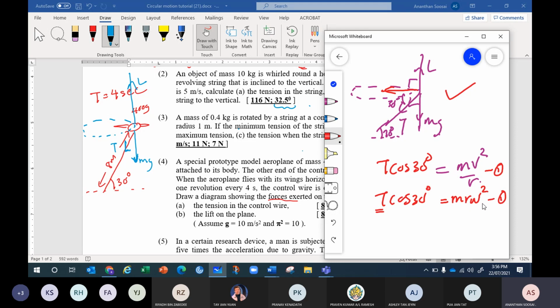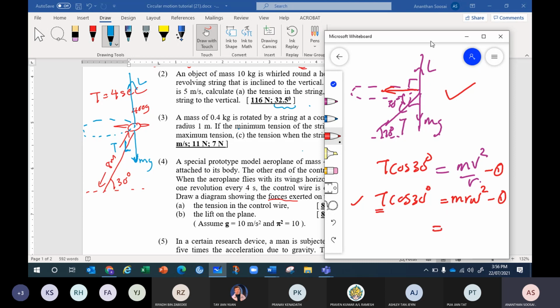Now the equation, do you get it correctly? T cos 30 is mr omega squared. Next step, good. But now you get the tension. How do you get the lifting force? To get lifting force, you have to resolve vertically. Force up equals force down, because vertically the force is balanced. So what force up, what force down?